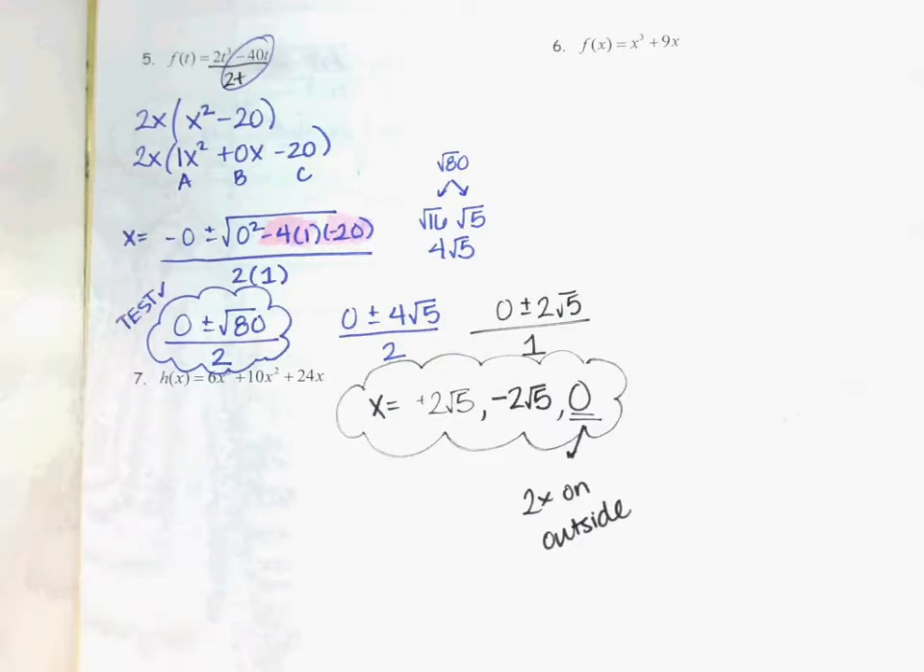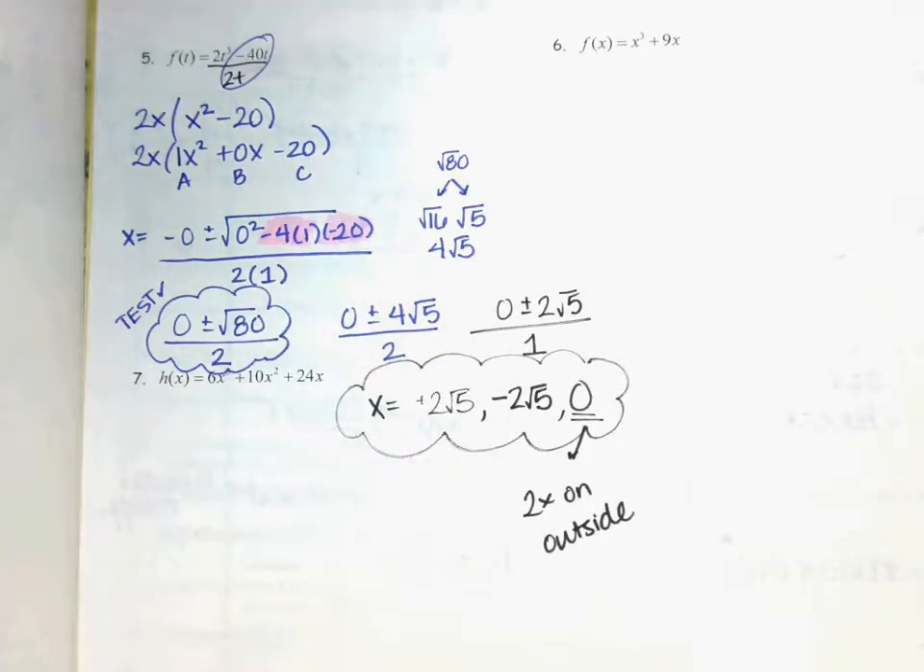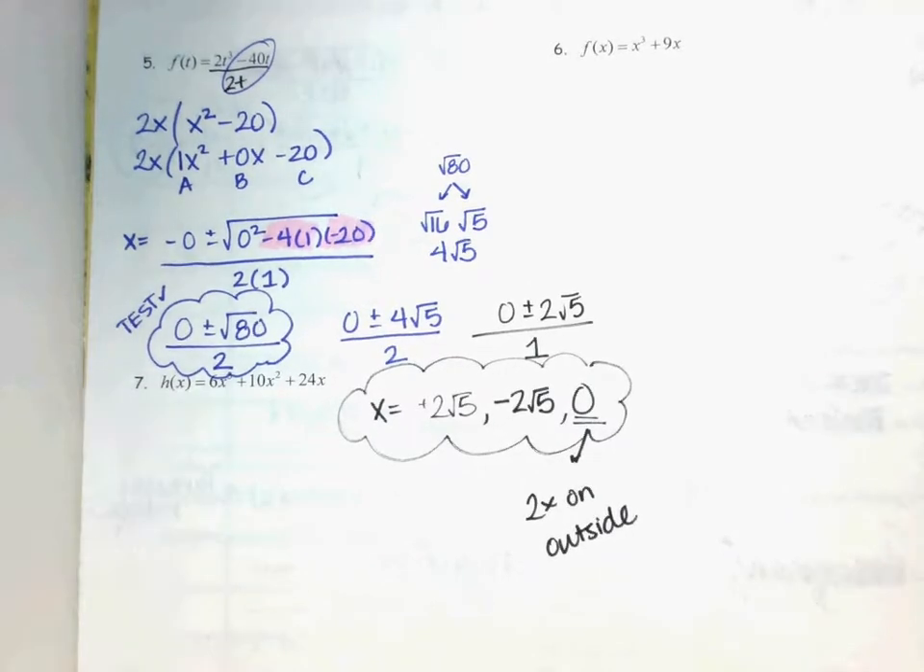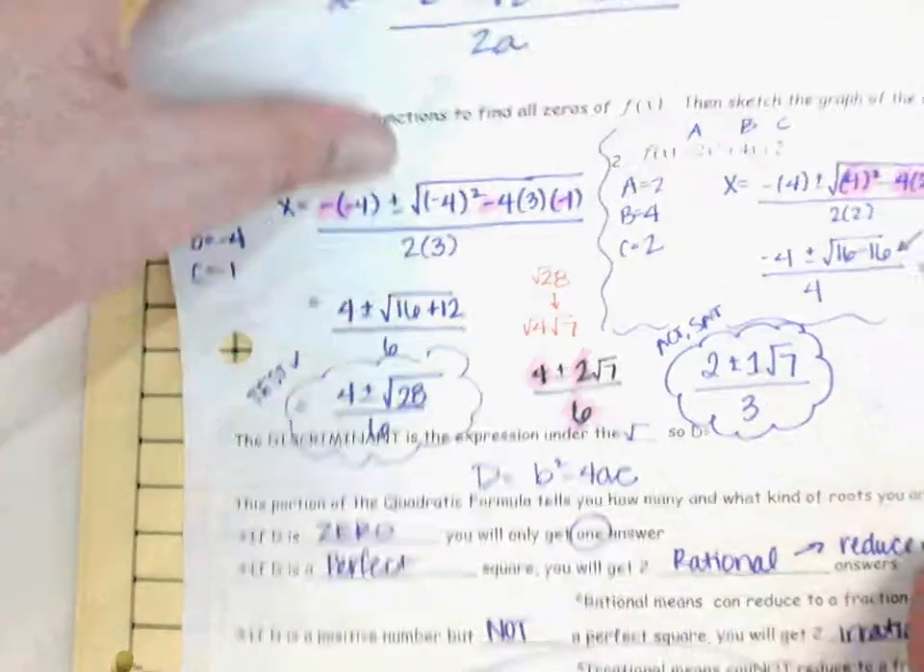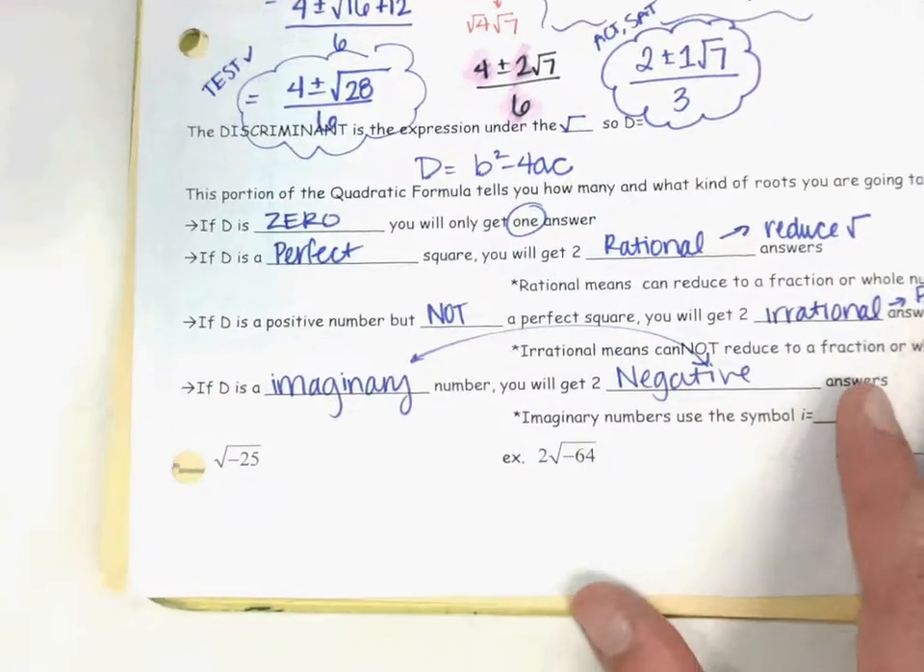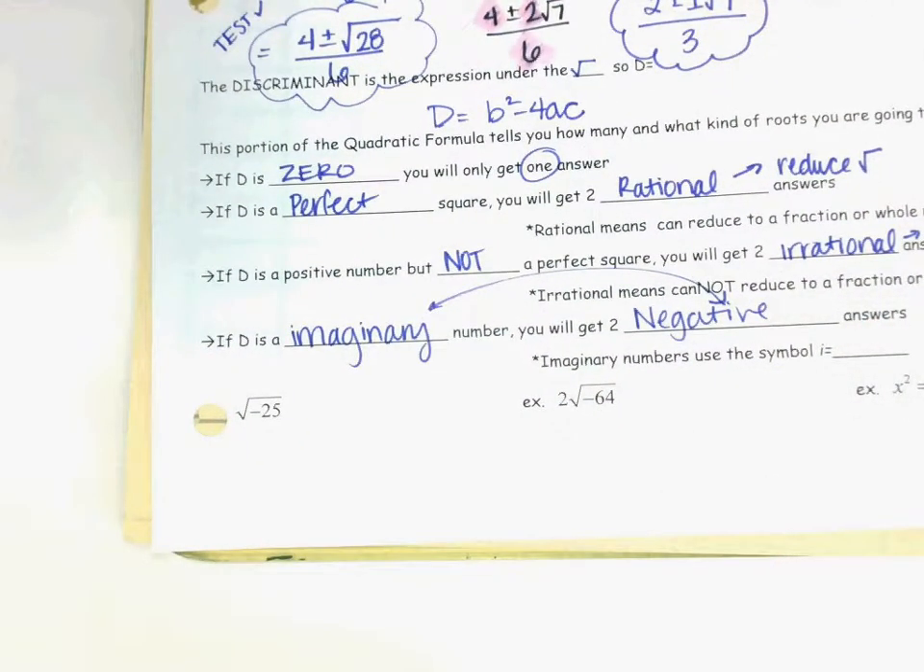Okay, so flip back over to the front. We're going to practice with some imaginaries, and then we will be done. Look at the bottom row. What is the square root of 25? Usually it's 5. What's the square root of negative 25?